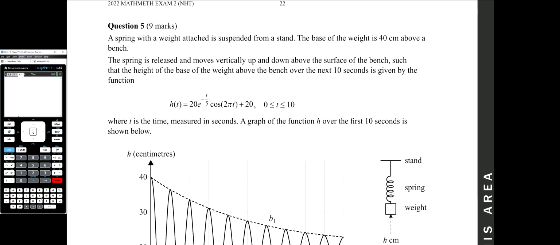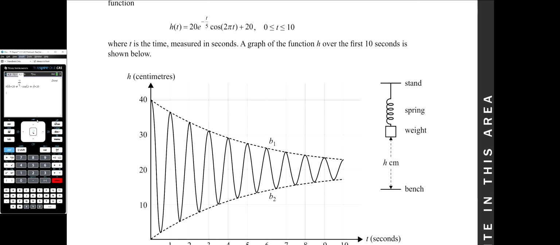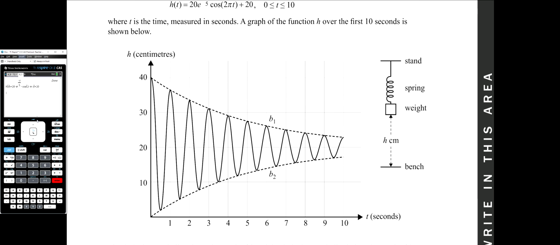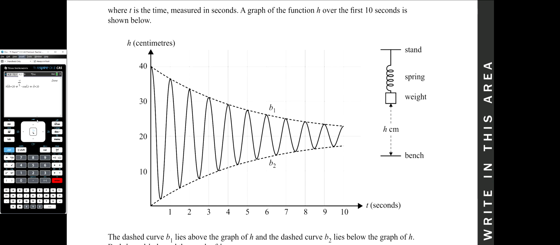So let's define that function first of all. h of t is defined as 20 e to the negative t over 5 times cos of 2 pi t, and then plus 20. Okay, so just defining h of t, where t is the time. A graph of the function h over the first 10 seconds is shown below. So here we have it. This graph shows how h varies according to time, and we've got B1 and B2 given to us.